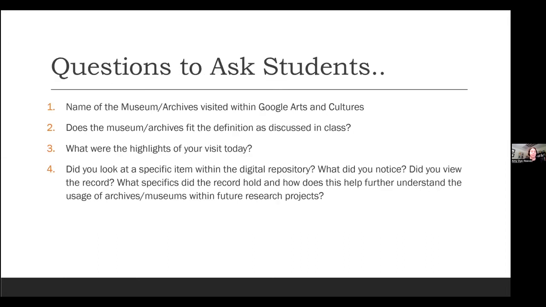So I asked them to name the museum or archives within Google Arts and Cultures. Does the museum or archives fit the definition as we discussed in class? And so what were the highlights of your visit? And so when you looked at a specific item within the digital repository, what did you notice? Did you view the record? What specifics did the record hold? And how does this help future understanding of this definition of archives and museums and special collections within future research projects?